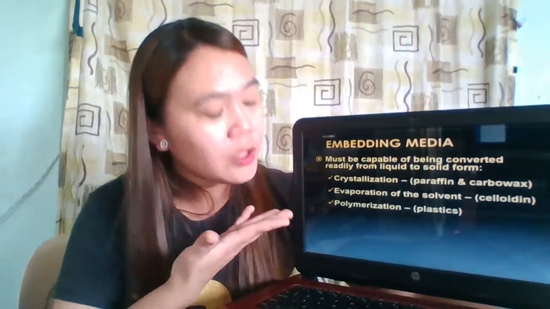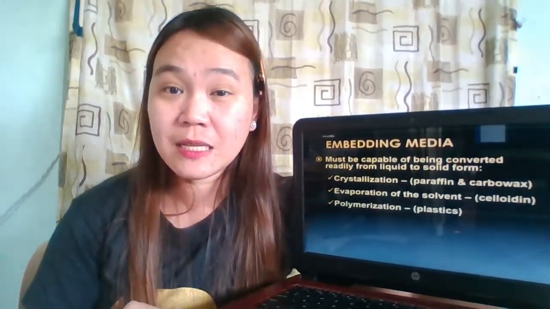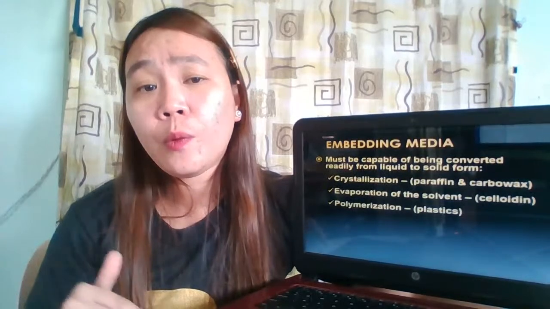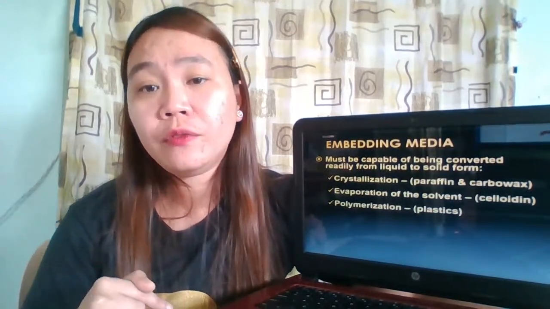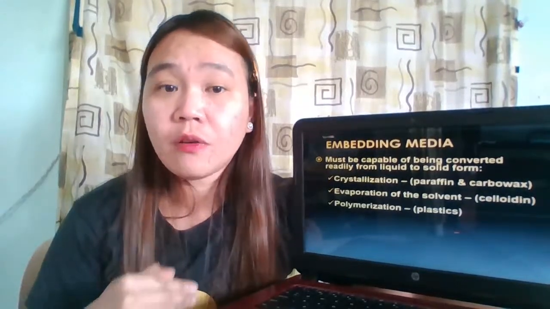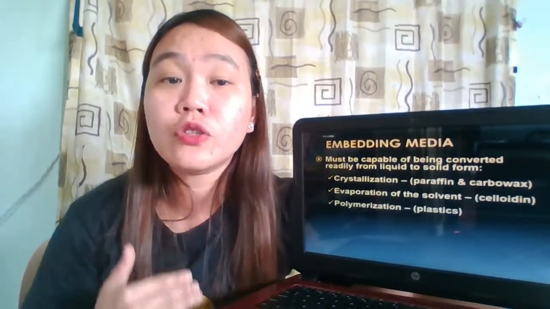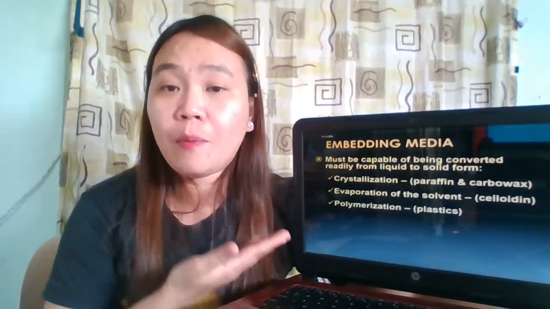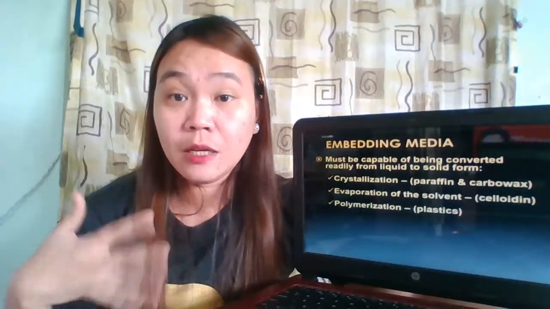Another would be evaporation of solvents. Particularly in the case of celloidine, in order for us to have the liquid form of celloidine, you have to dissolve it in solvents. So in the case of celloidine or collodion, the mechanism of solidification would involve the evaporation of the solvent that is incorporated in your celloidine. Another mechanism would involve polymerization.